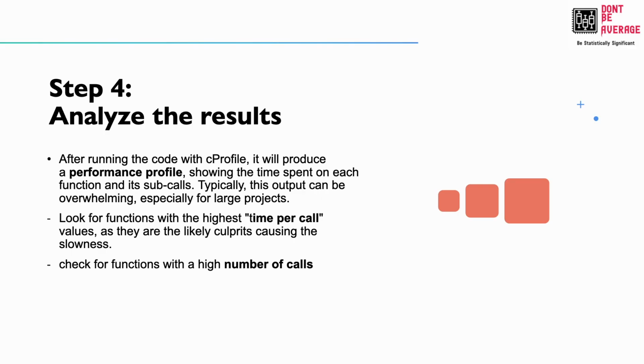Now that we have the profiling report, we can decipher it and find those performance hogs, basically the ones that are causing the delay. While we are analyzing the report, we'll look for functions with the highest time per call values because they are the ones taking the maximum amount of time while the code is running. We can additionally check for functions with a high number of calls. These are called multiple times, so even if they are a little bit slow, it compounds to a much longer time.